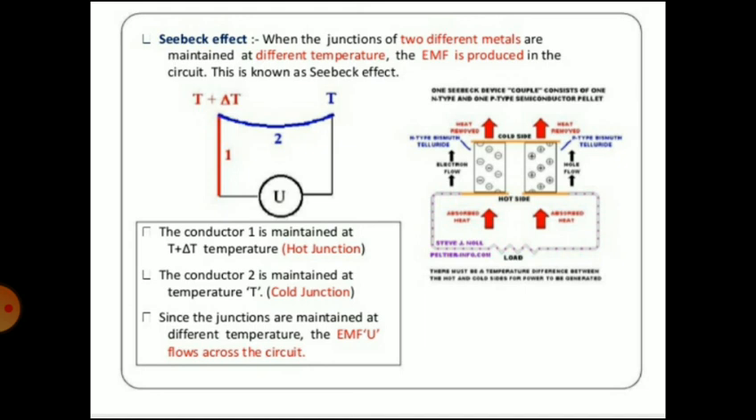You can see in a diagram, the conductor 1 is maintained at the hot junction. Then the conductor 2 is maintained at temperature T, that is the cold junction. Since the junctions are maintained at different temperatures, the EMF that will be produced flows across the circuit. That EMF produced will be a function of junction temperature, so that EMF can be measured to measure the temperature of the object.